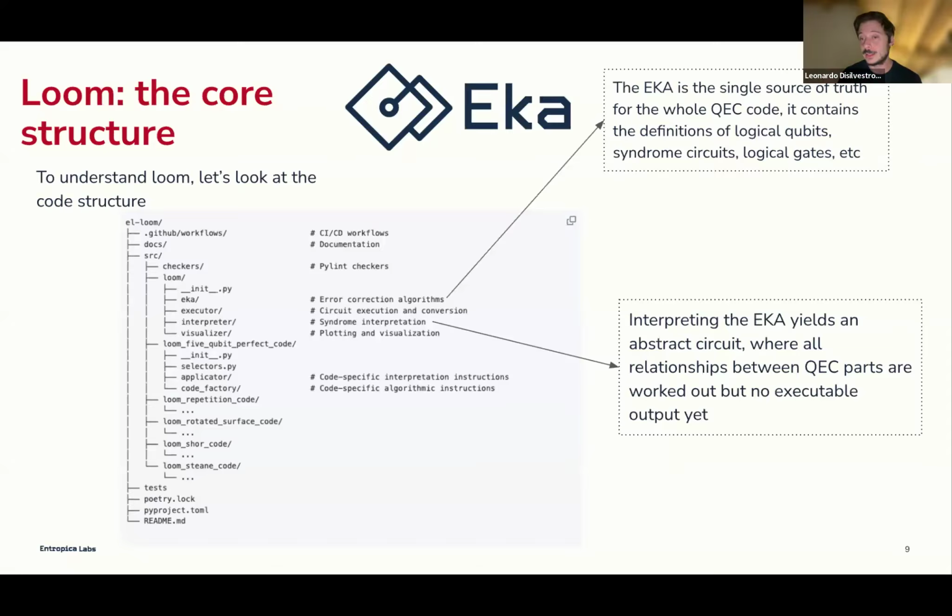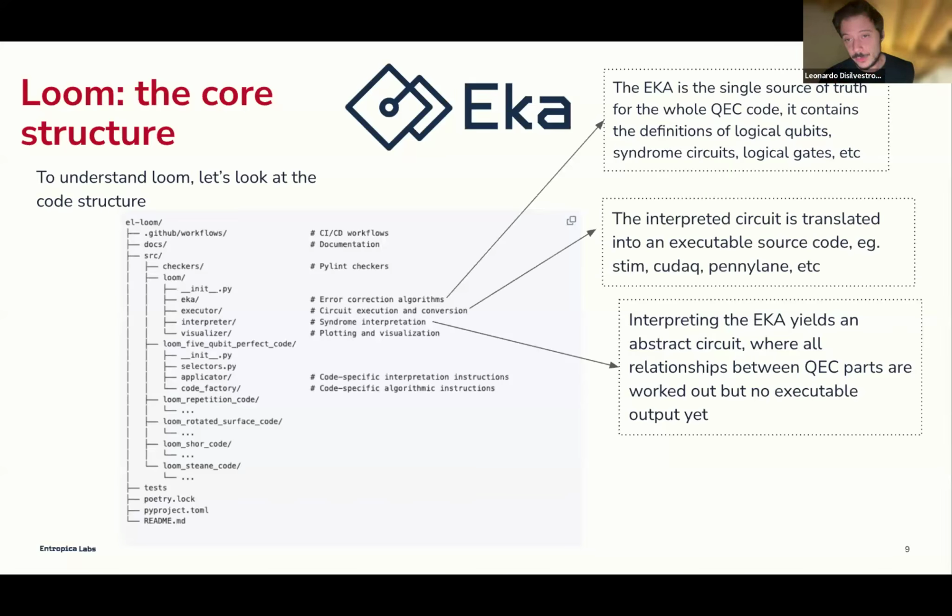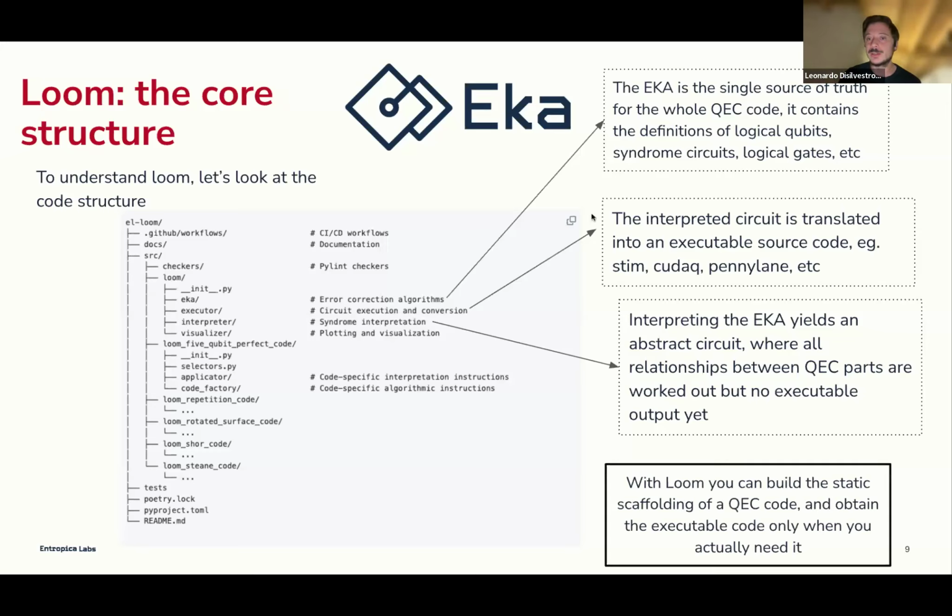So there is no place where you can execute this just yet. It's just a way of representing and working out relationships between different parts of the quantum error correction codes. And once your circuit has been interpreted, then you can translate it into some executable source code: Stim, CUDA, PennyLane. I'll go through them after. I know everything sounds a bit abstract at the moment, but it will become clearer in the next slides. So the idea is that with Loom, you can build a static scaffolding for your quantum error correction code, and then you obtain something that you can execute only later on. The idea of having some scaffolding for QEC, I think, is something quite neat in general. It's the kind of idea that in quantum error correction, you have a lot of static parts that need to be defined.